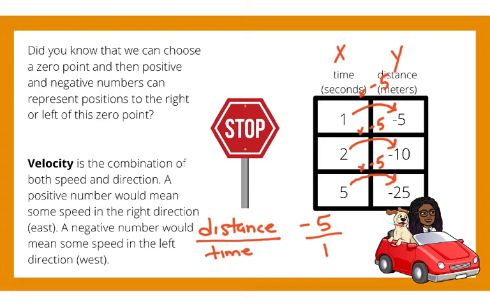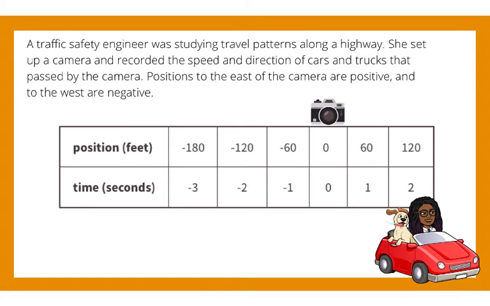Now, I just told you that whenever we are multiplying or dividing those opposite signs, our product or quotient is going to be negative. So we're dividing a negative by a positive number, which means our constant of proportionality is going to be negative. Well, we already determined that anyway, right? It's -5 meters per second. All right, let's dig a little deeper.